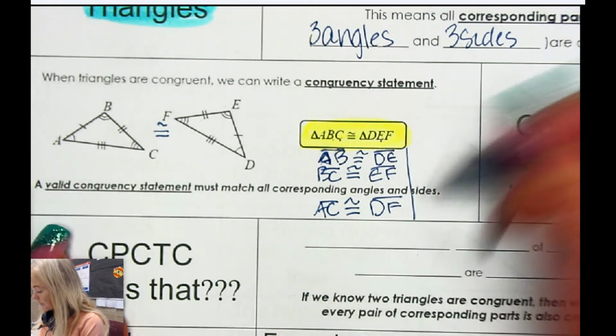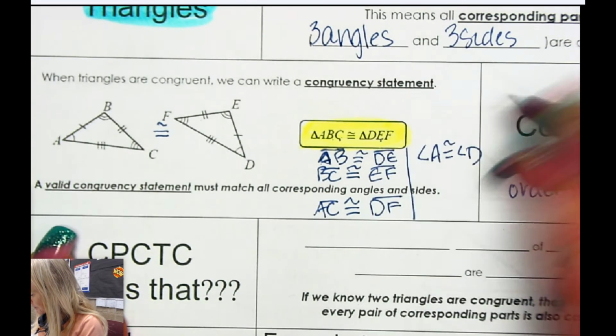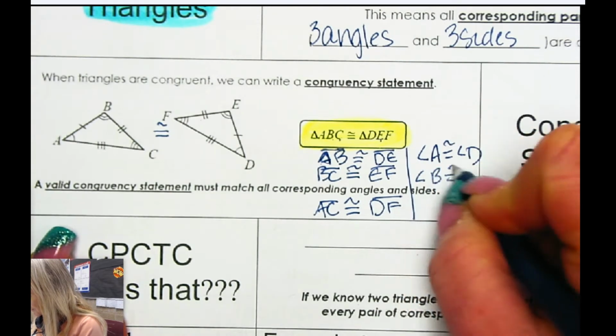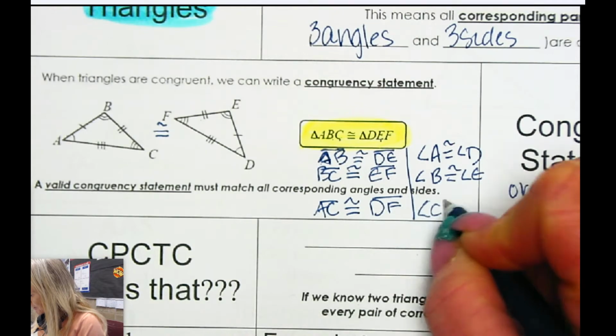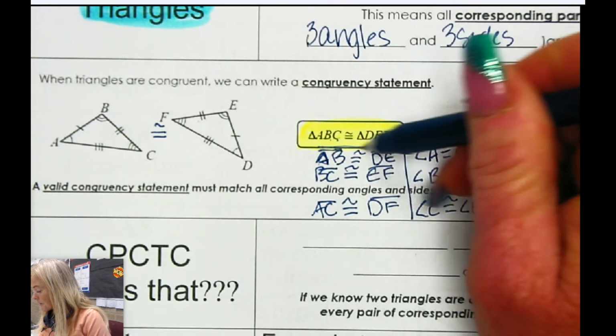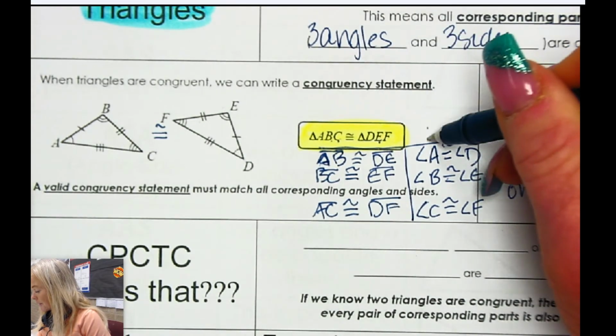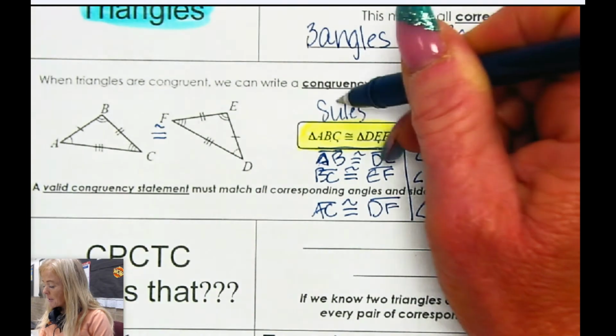And I didn't write the angles, but I might. So angle A must be congruent to angle D, first and first position. Angle B must be congruent to angle E, second and second position. And then angle C must be congruent to angle F. And in that way, we know that for sure, because of the congruency statement, that these are the angles that are corresponding and therefore congruent, and these are the sides that are corresponding and therefore congruent.